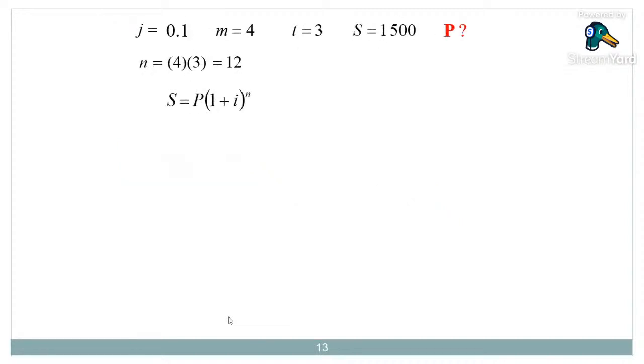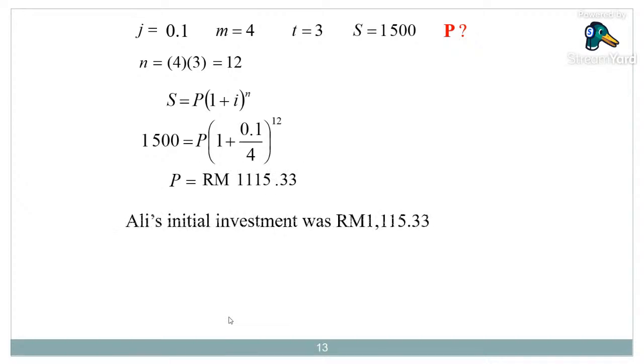So N kita 12, masuk dalam formula. S 1500, P tak tahu, J 0.1, M equal to 4 and then N equal to 12. So P dapat apa? So you boleh terus kira je, cuma lepas tu jadikan P sebagai perkara rumus. So 1500 bahagi dengan 1 tambah 0.1 bagi 4 kuasa 12. Dapat RM1115.33. Okay, so Ali's initial investment was RM1,115.33.